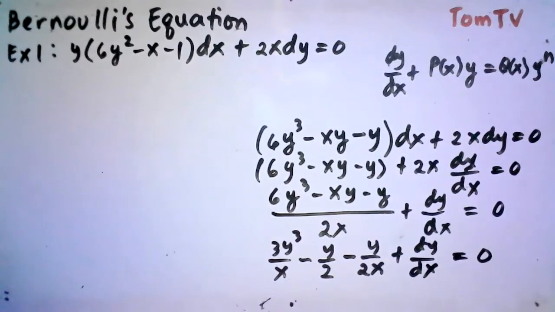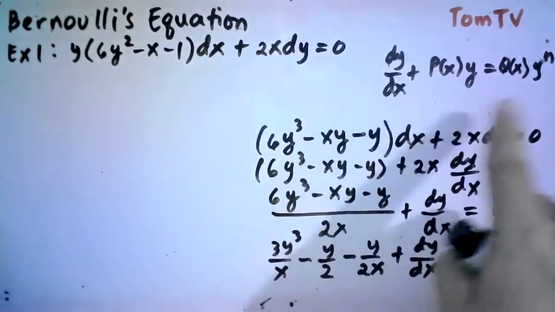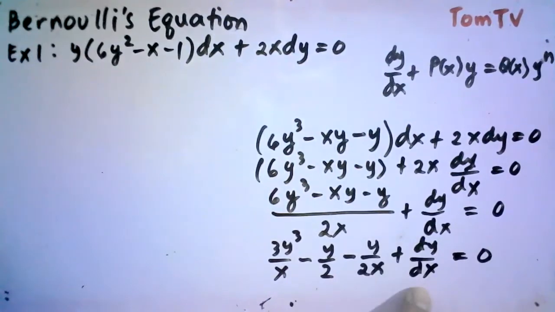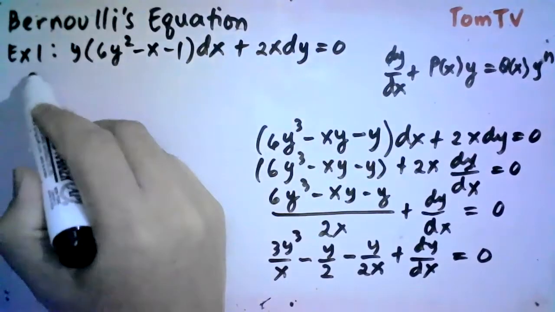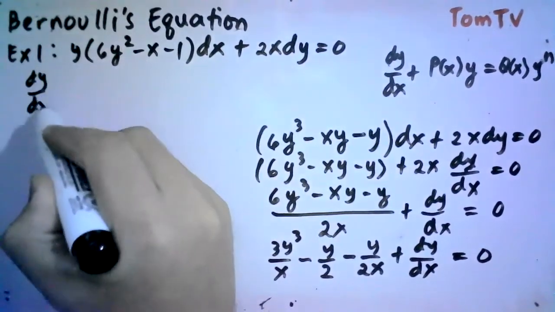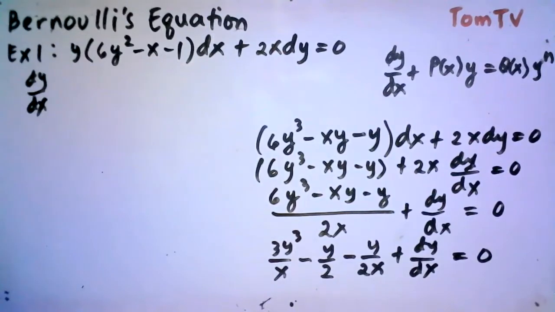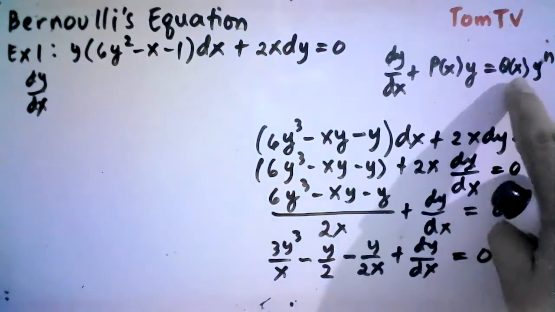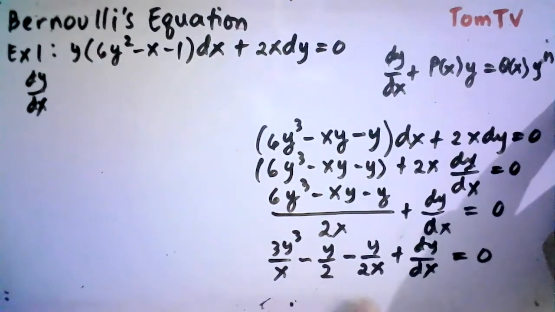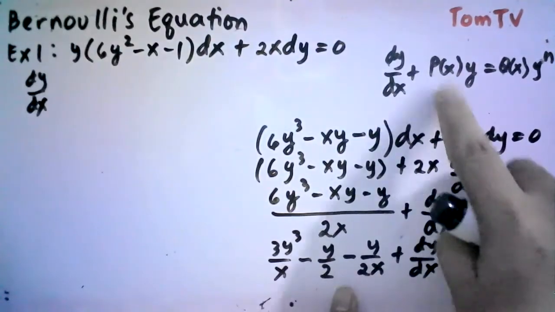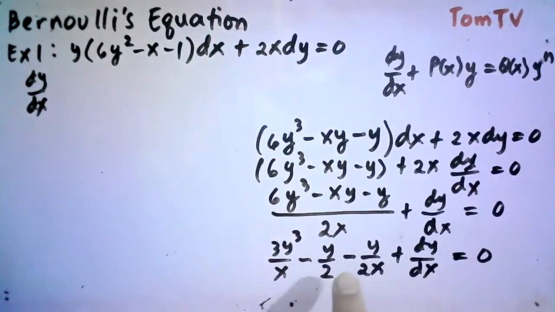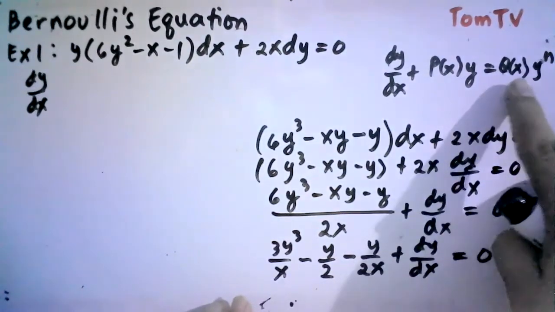Okay, so by rearranging this one, following this format, I will write dy over dx first. And then if you have noticed, y has an exponent of 3. So most probably this one will be our Q of x, y to the n, because this has no exponent. So this will be our P of x, y, this part. So in other words, this one will be transferred to the other side. That will be our Q of x, y to the n.